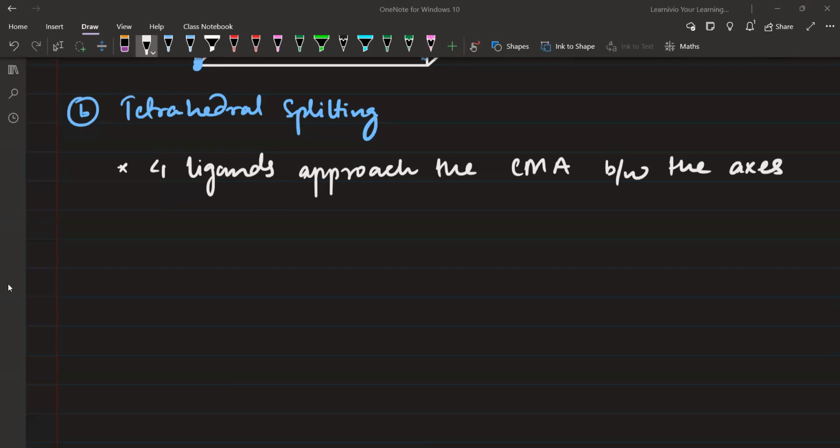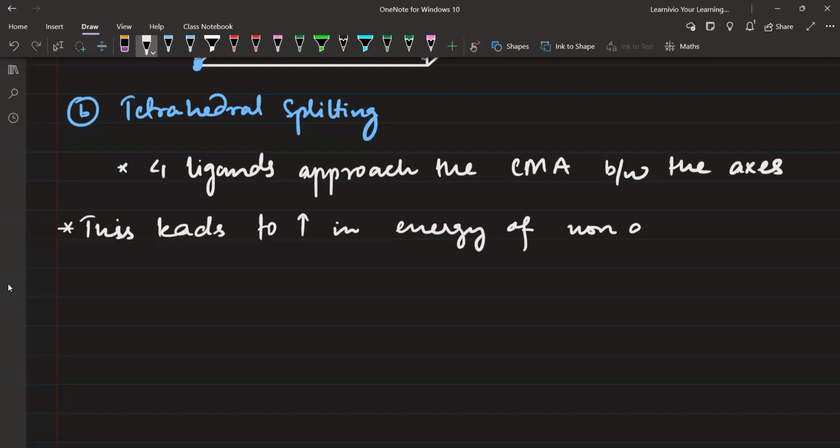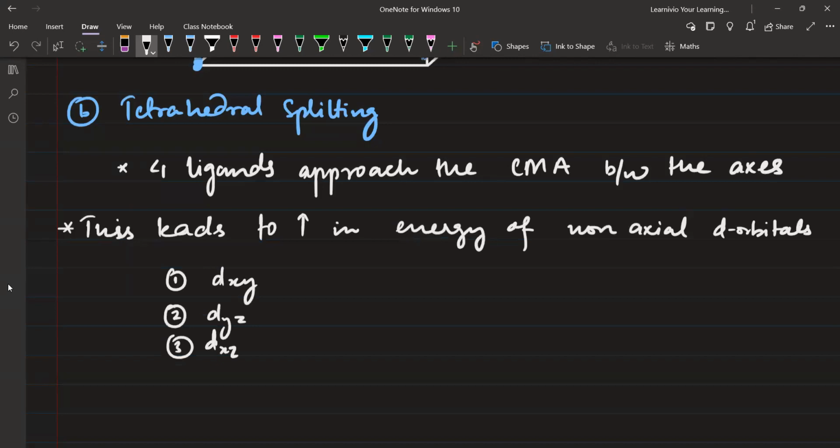Okay, this leads to, the consequence is more important. The cause is not very important for you guys. This leads to, what is happening here? It leads to increase in energy of non-axial d orbitals. Which ones? dxy, dyz, and dxz. And this set is known as T2 orbitals.